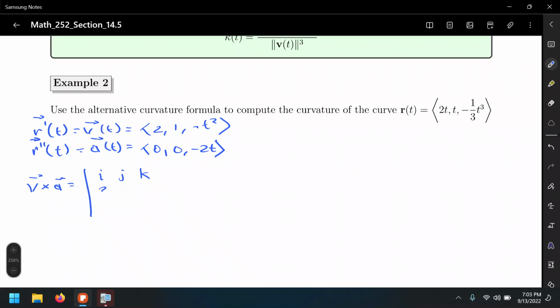So that's going to be 2, 1, negative t squared, 0, 0, negative 2t. All right, so we need to compute this determinant. Again, there's a couple of ways to compute this determinant. Number one, with the definition by cofactors and minors, or just duplicating the first two columns, which I think is shorter.